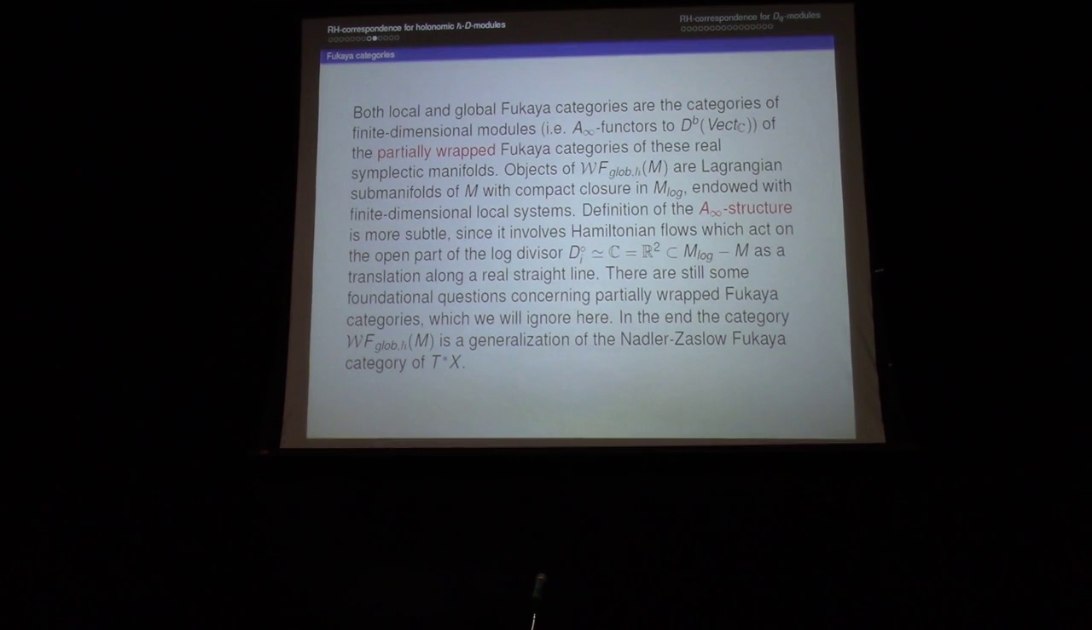All right, so I do not want to spend time on these foundational questions because they are not quite settled for partially wrapped Fukaya categories. So what we get in the end is a kind of generalization of the Nadler-Zaslow Fukaya category for the cotangent bundle, for those who know the subject. What is good about this, at least for the cotangent bundle, is that the answer can be expressed in terms of constructible sheaves. But in general, if our symplectic manifold is not a cotangent bundle, then the appearance of constructible sheaves seems to be artificial, but the Fukaya categories are more fundamental in general.